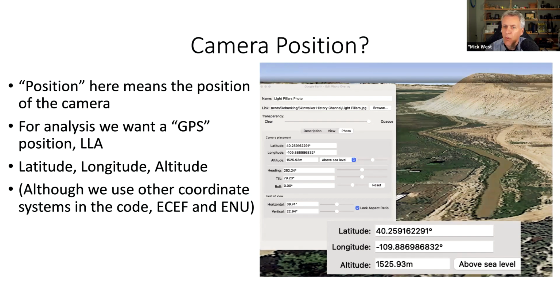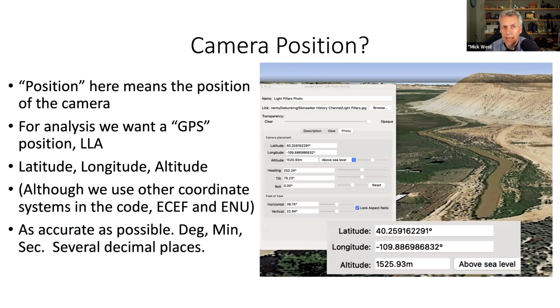And we do sometimes use other coordinate systems. You might see mentions like ECEF and ENU, Earth-centered, Earth-fixed, and east-north-up. But these are things that you use for the actual analysis. The starting point is your latitude, longitude, and altitude. For good analysis of line of sight, you want your coordinates to be as accurate as possible. So you want the degrees, the minutes, and the seconds, and if possible, several decimal places.